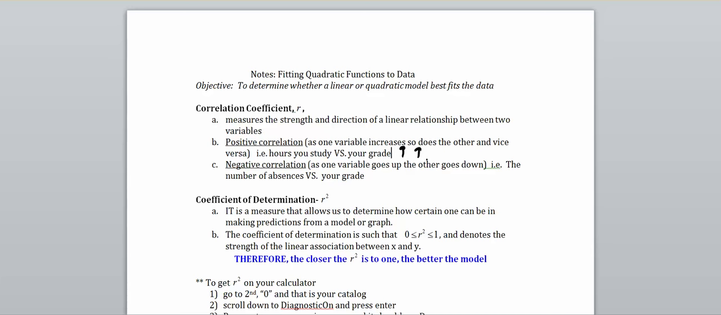Now, a negative correlation doesn't mean bad. It just means as one variable goes up, the other one goes down. An example of that would be the number of absences you have. The more absences you have, the lower your grade typically is. So those are just examples of positive and negative correlation.